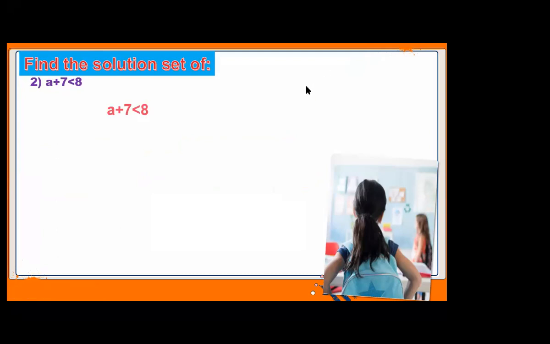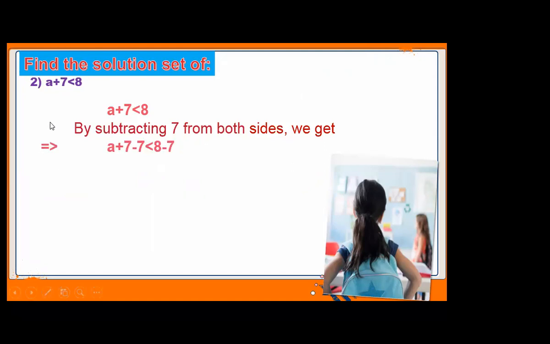Here, a plus 7 is there. Very good. By subtracting 7 on both sides, first we have to make the symbol which is used in the inequation questions. So here we get a plus 7, and by subtracting 7 on both sides, we get minus 7 on both sides. Minus 7 and plus 7 will be cancelled, and we get a is less than 1.